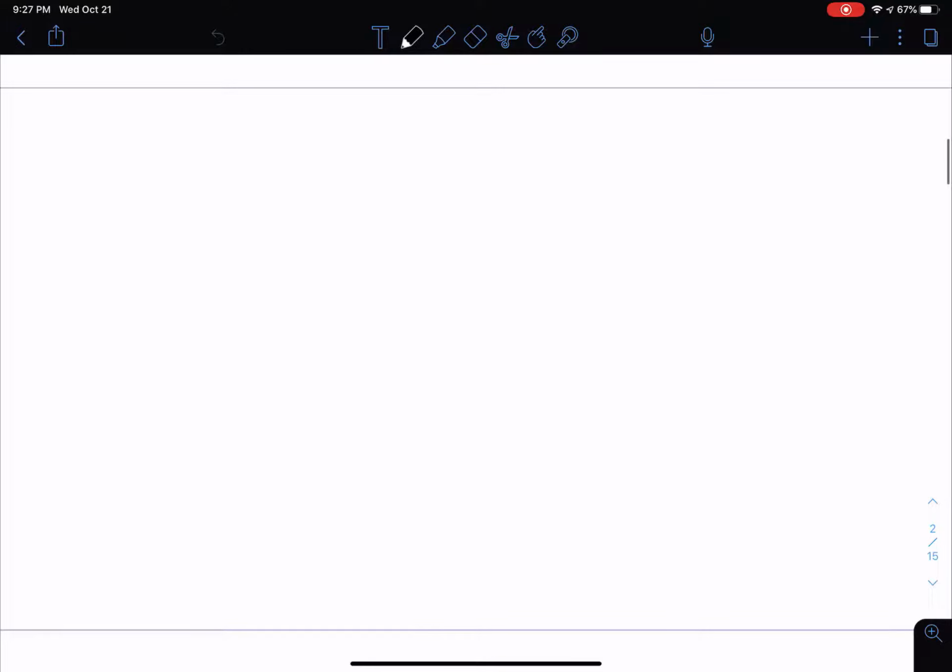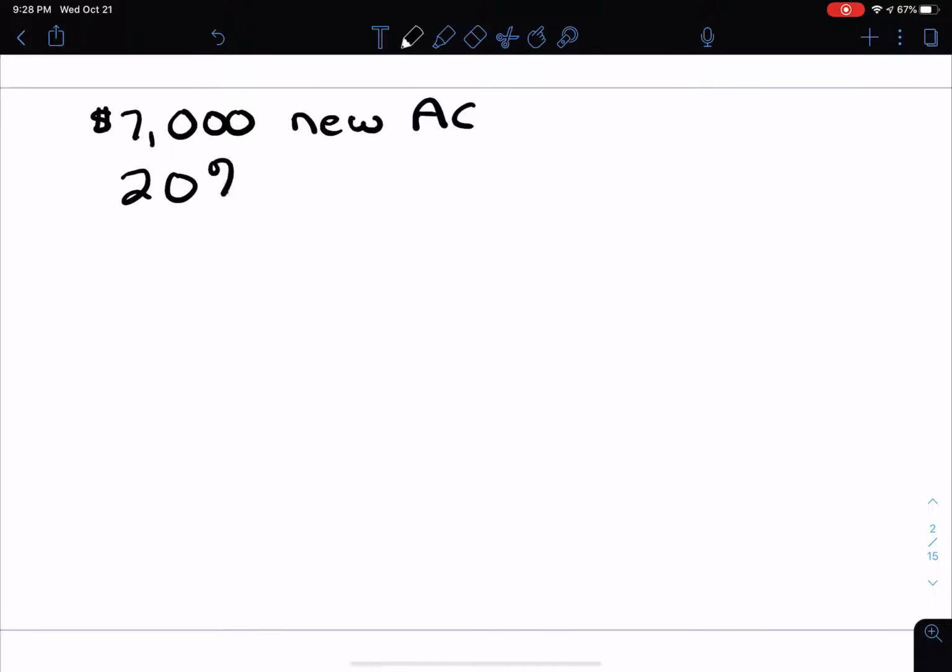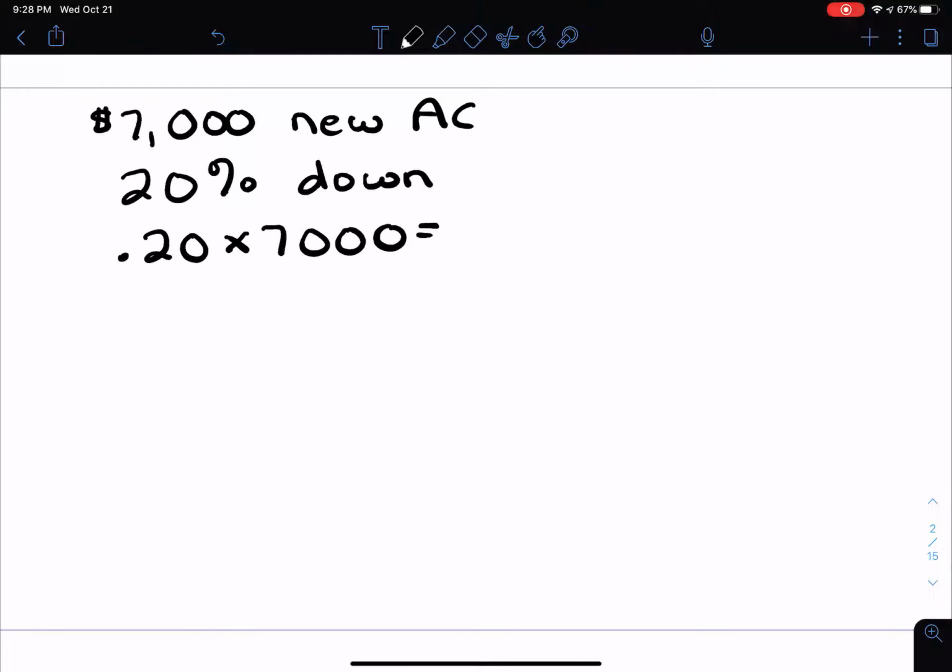All right, so first example, in our current textbook, it's out of the homework. Like I said, maybe you're trying to buy a new air conditioner, and you have a gentleman who needs to pay $7,000 for a new AC unit. And this gentleman's paying 20% down. So the person must have 20% of that right up front. If you do 0.20 times 7,000, you'll see how much the down payment comes out to. If you do that, you get $1,400.